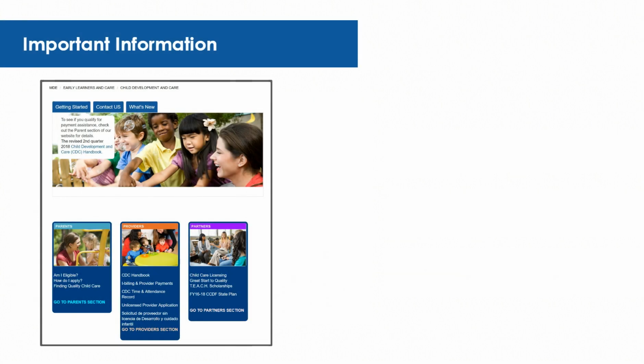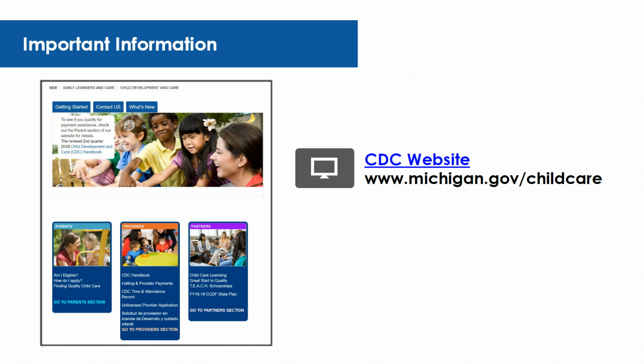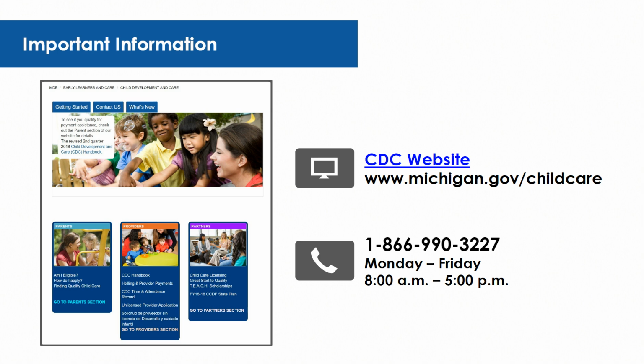If you need more information on how to bill using iBilling, you can visit the State of Michigan Child Development and Care website at www.michigan.gov/childcare. If you have questions about how to bill and need to speak to someone from the Child Development and Care office, you can call toll-free at 1-866-990-3227 from 8 o'clock a.m. until 5 o'clock p.m. Monday through Friday, except for State of Michigan holidays.